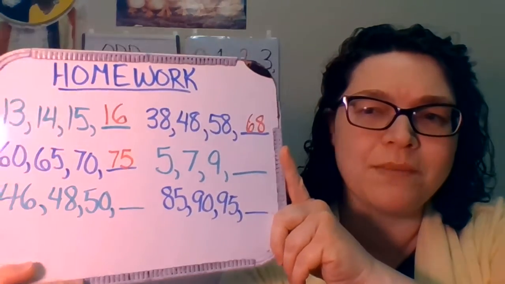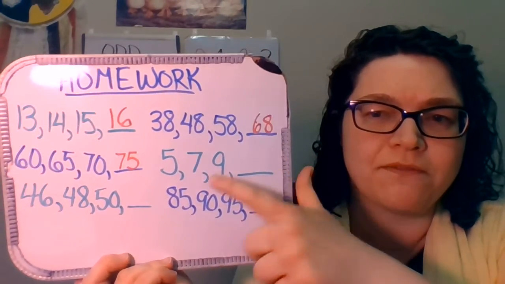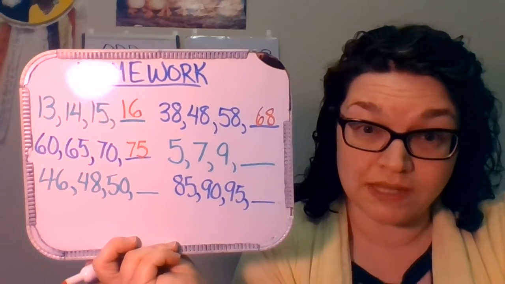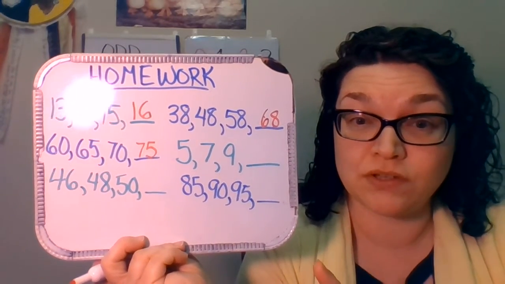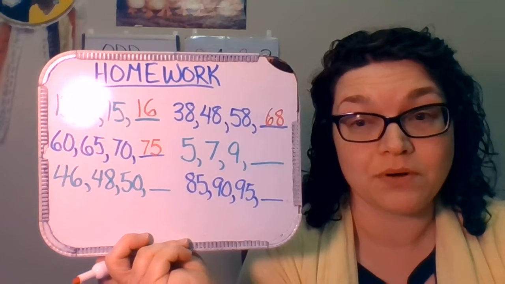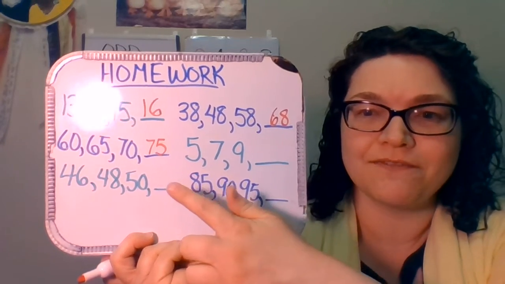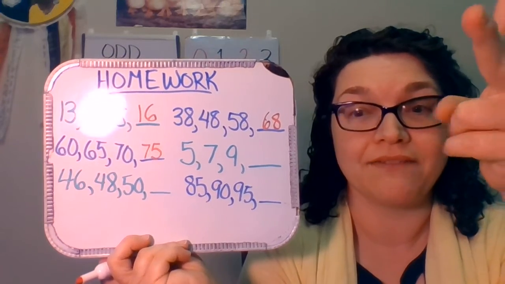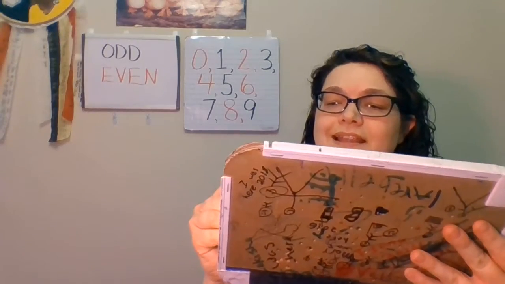Okay, this one may or may not have been tricky. We've got 5, 7, 9. Now, each time we're increasing by 2, but we're using odd numbers, which we're going to talk about today. So 5, 7, 9, 2 up goes 10, 11. 5, 7, 9, 11.